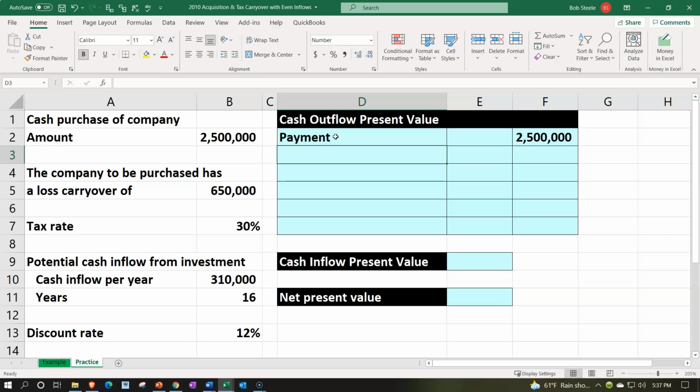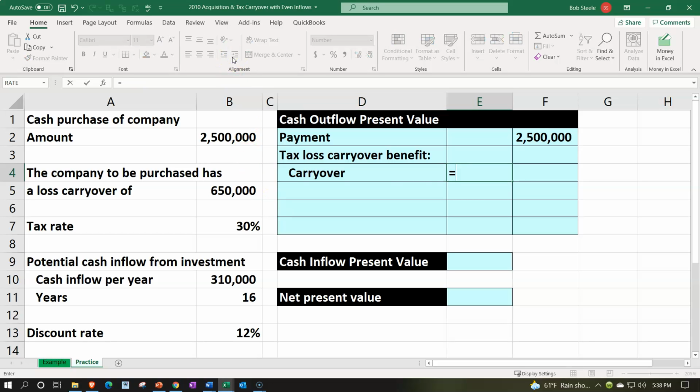And then I'm going to take into consideration the tax impact that we will have here, because once again, the company being acquired has that carry forward that could have a tax benefit for us of that $650,000. So I'm going to call that a tax loss benefit. So tax loss carryover benefit, and the company to be purchased had the loss, let's say the carryover, and I'm going to indent that was the $650,000. Now, assuming, of course, we can take that loss against income in this year, we're going to say that we're going to recognize that or get the benefit of it immediately.